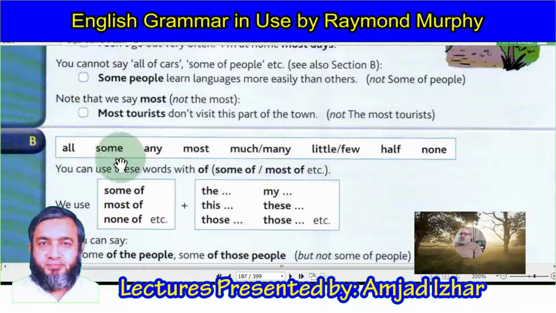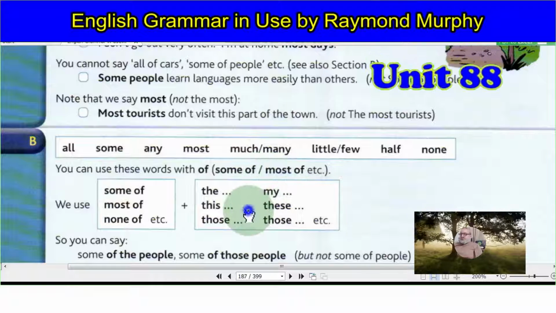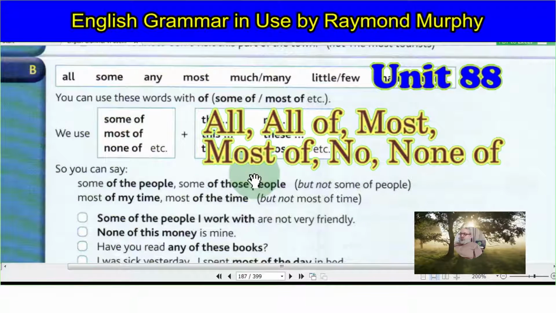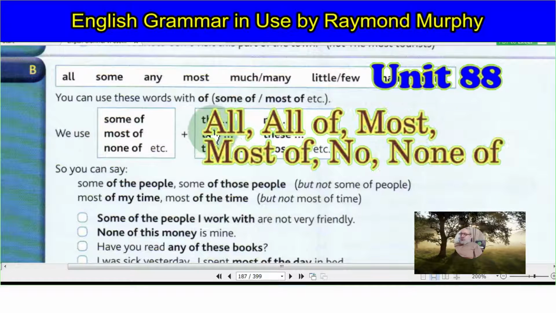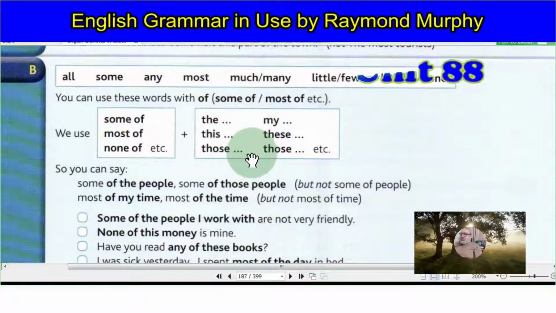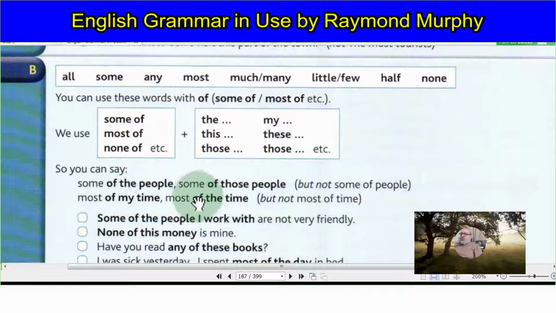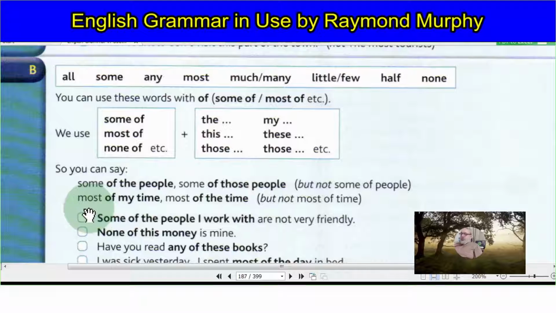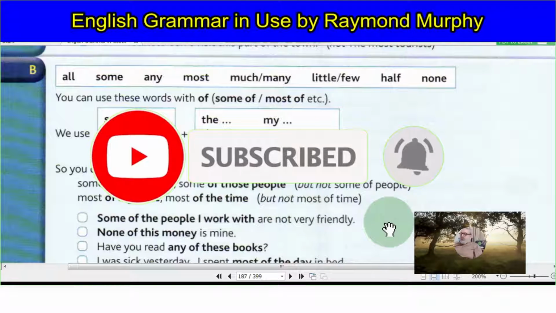B. All, some, any, most, much, many, little, few, half, none. You can use these words with "some of," "most of." We use "some of," "most of," "none of" with the, my, this, these, those. So you can say "some of the people," "some of those people," but not "some of people." "Most of my time," "most of the time," but not "most of time."